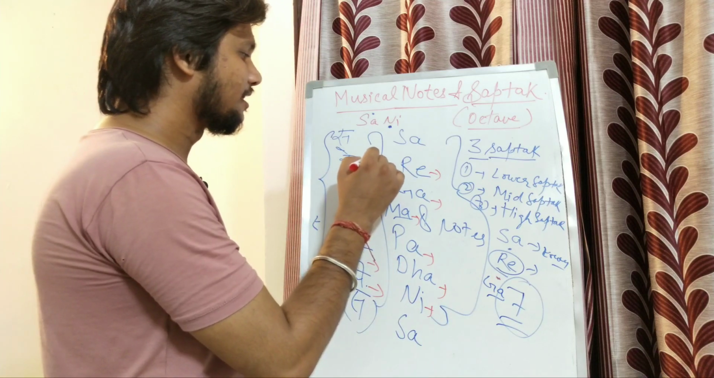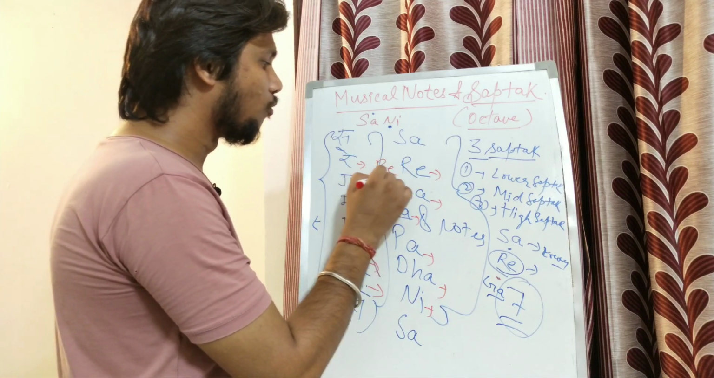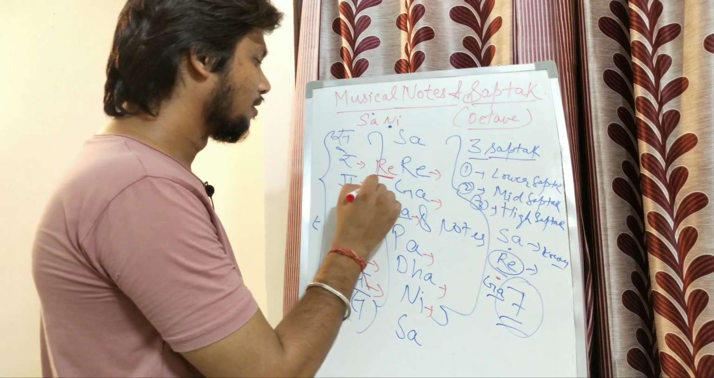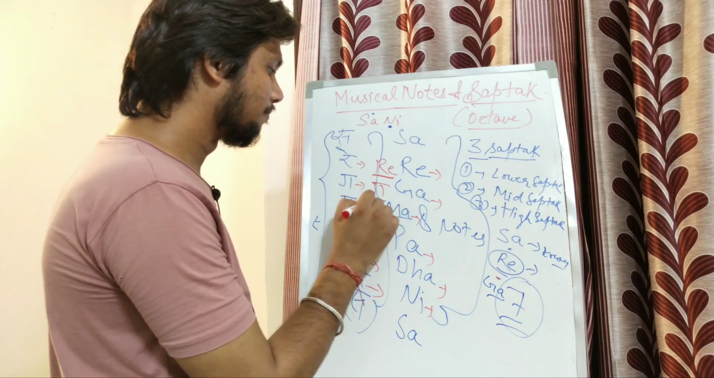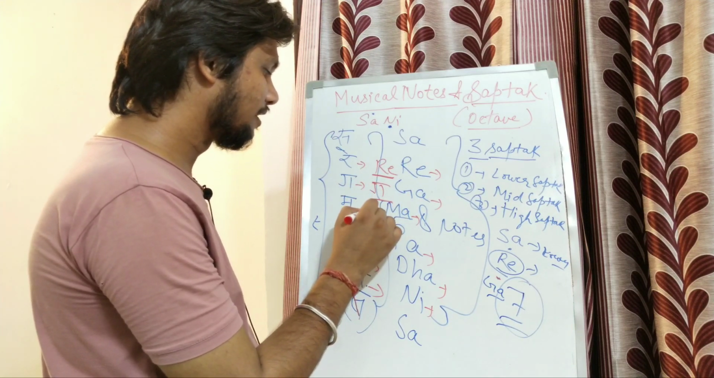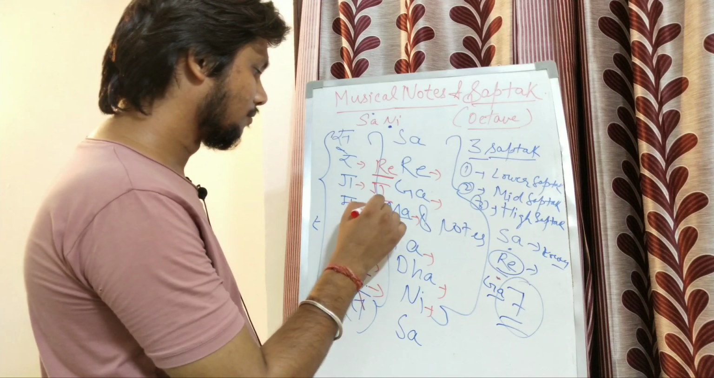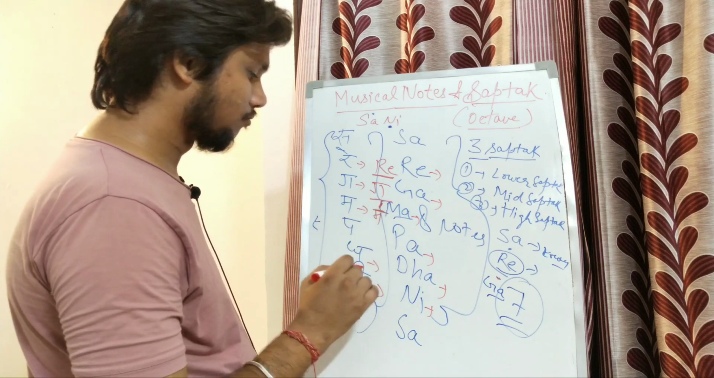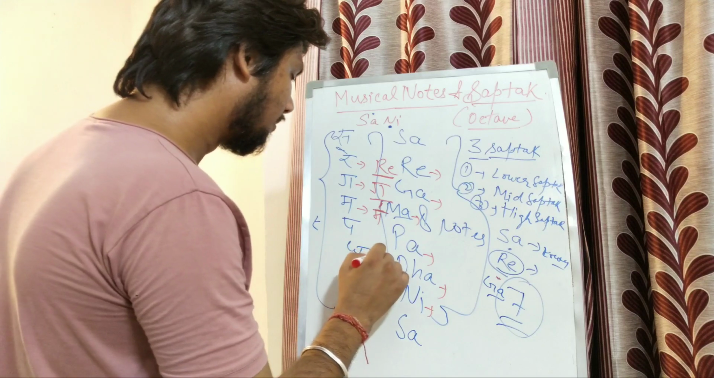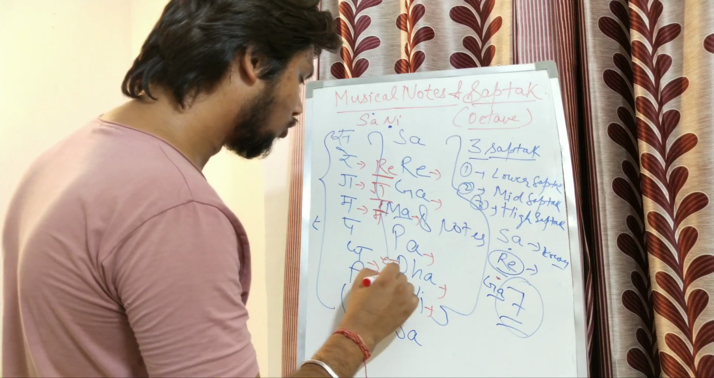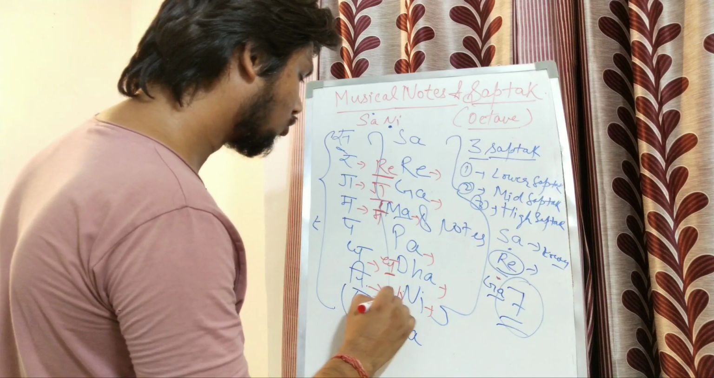Re, there is another part of re, that is komal re, another komal ga. Ma is tivra. Pa, there is no other part of pa. Dha, komal dha, and ni is also komal ni.